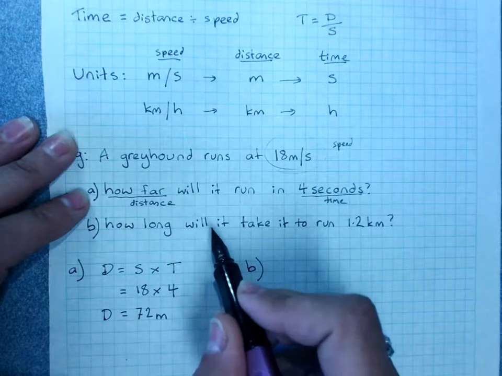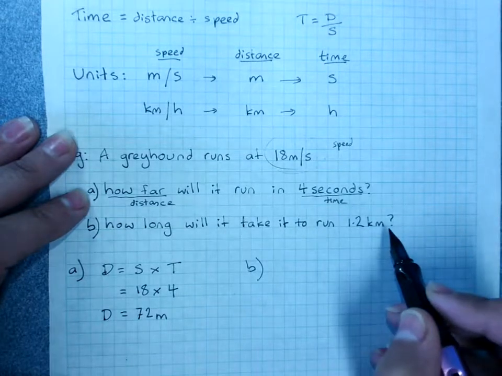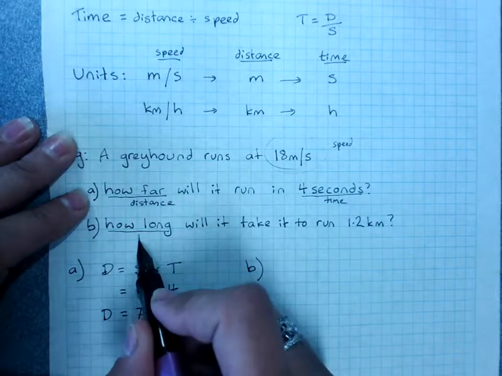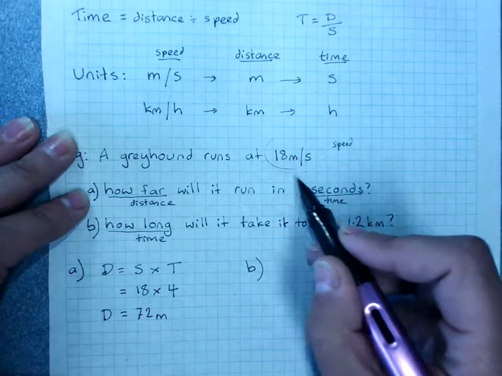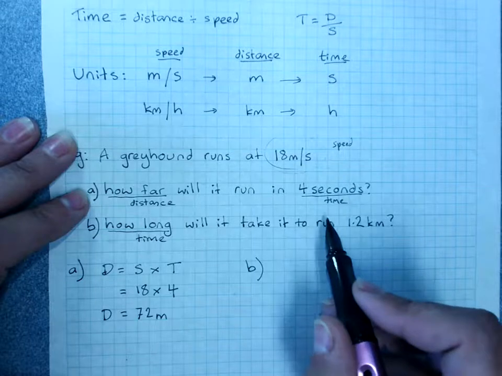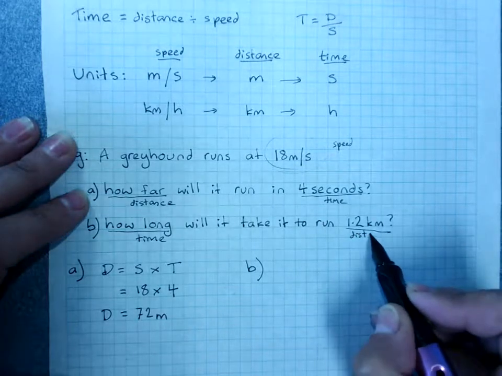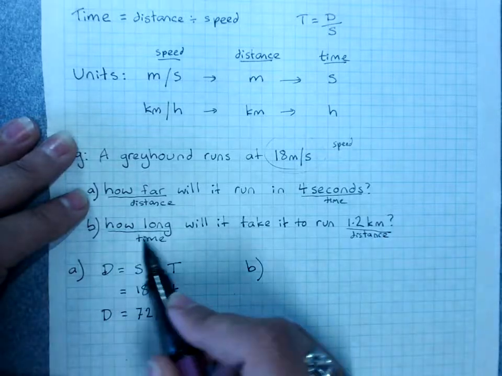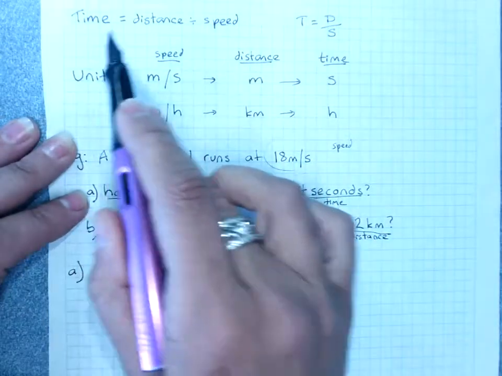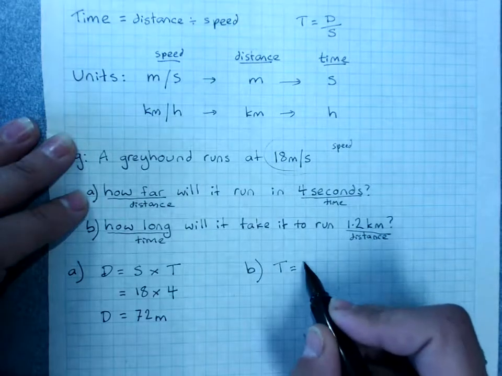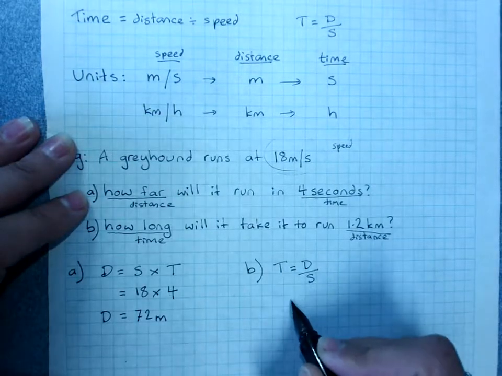How long will it take it to run 1.2 kilometers? How long will it take it? That's going to be time. We know the speed, so the distance is 1.2 kilometers. We want to find time. We use the time formula, distance divided by speed. Time is distance divided by speed.